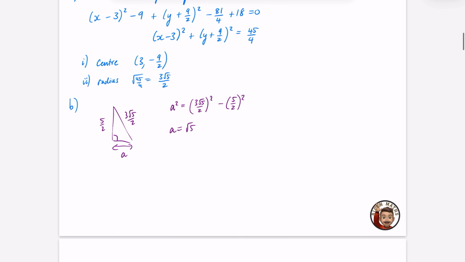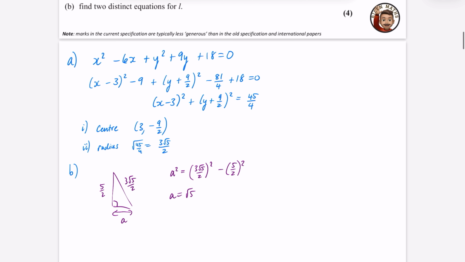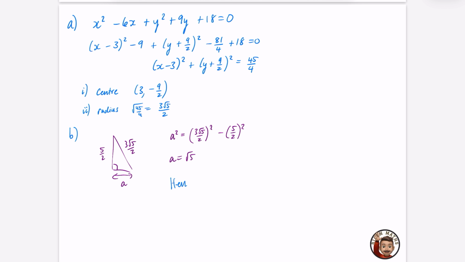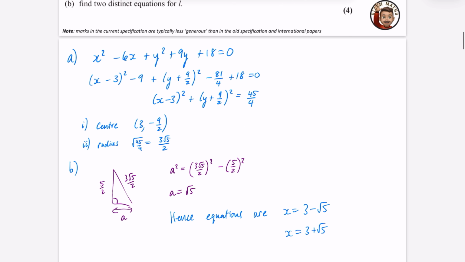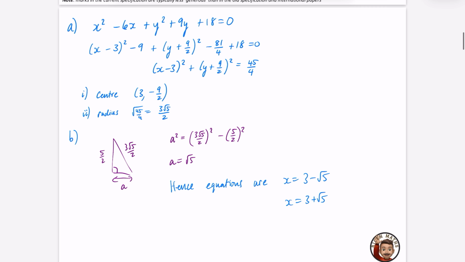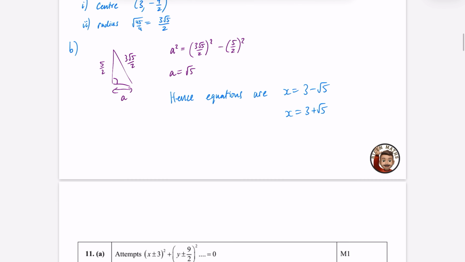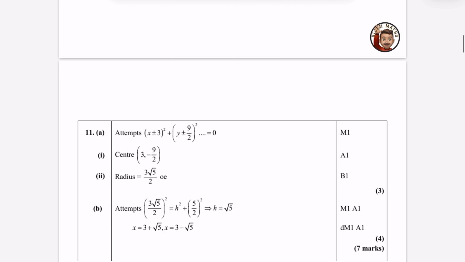I'm just going to answer that down here at the bottom. So I will say, hence, the equations are x equals 3 minus root 5 and x equals 3 plus root 5. So kind of using the diagram and really adding those things on as much as possible does make this more useful, I think. Okay, so that was week 5. Oh, and I want to go quickly and have a look at the mark scheme, just double check it. We did get the radius, we did get the centre, and we did have these parts here.